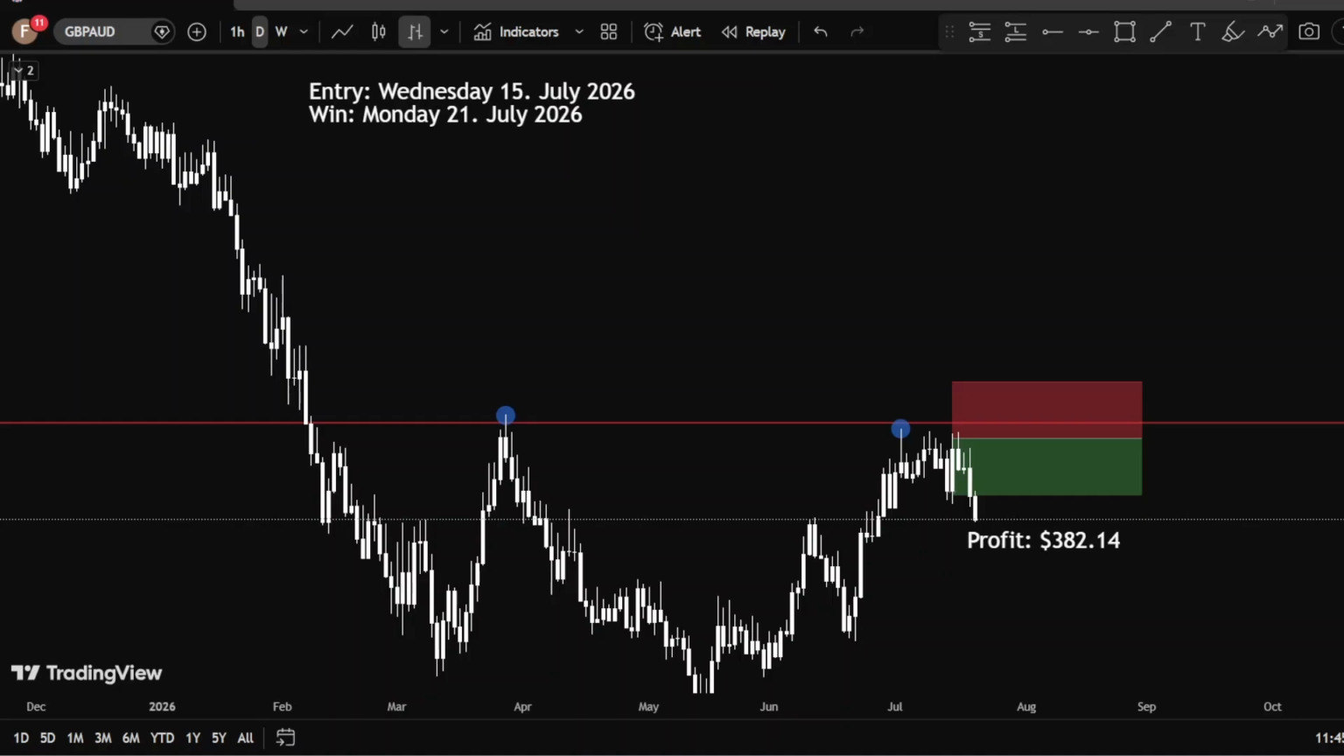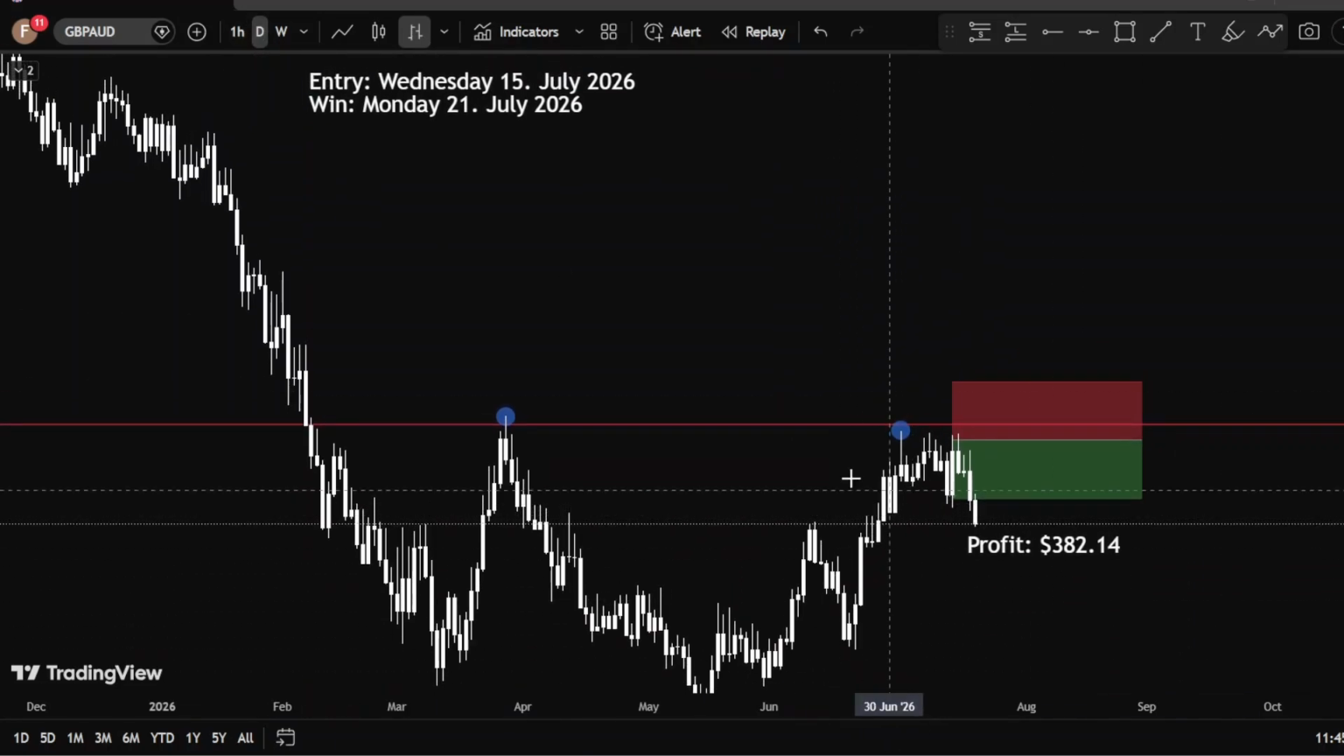Hello. Yesterday I had a winning trade on GBPAUD, and I just want to show you the setup so that you can hopefully understand what I'm doing here. So let's go to the charts. You can see we're on the daily.